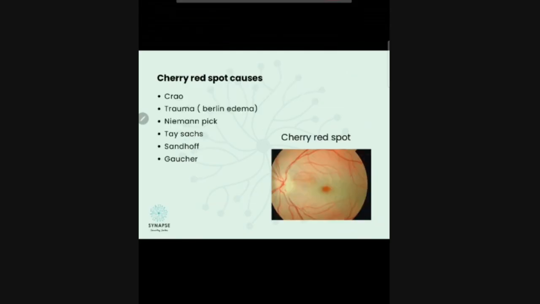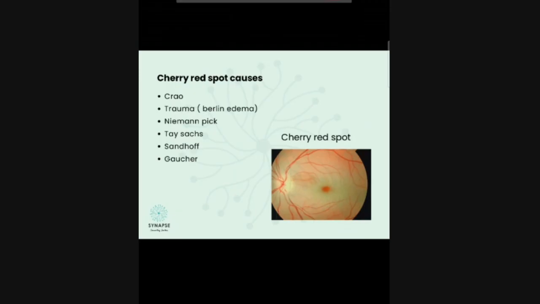Next, cherry spot, both in ophthalmology as well as in pediatric IEM, is a very commonly asked question. Causes of cherry spot: central retinal artery occlusion, any trauma, Niemann-Pick, Tay-Sachs, Sandhoff, and the least common is Gaucher. So we don't commonly say Gaucher. Niemann-Pick, Tay-Sachs, Sandhoff and central retinal artery occlusion are the most common causes we mention, so keep that in mind when you take cherry spot.